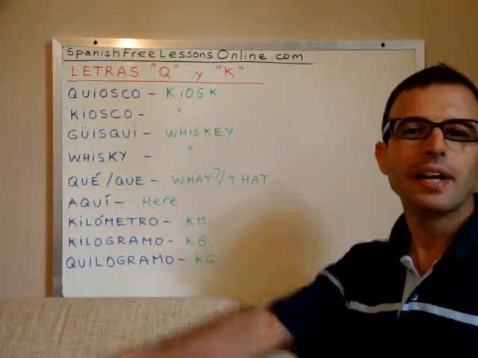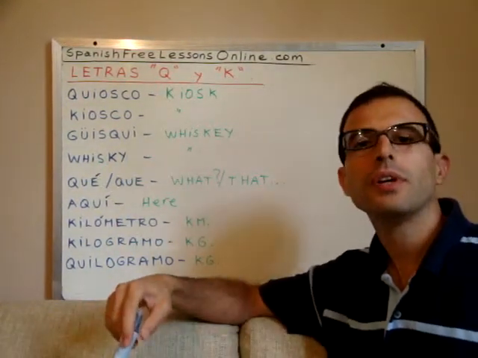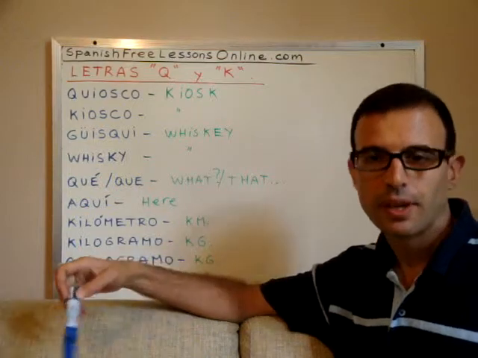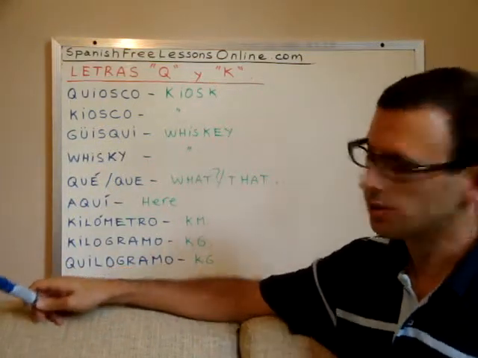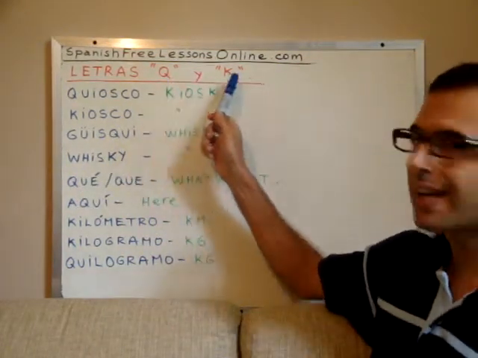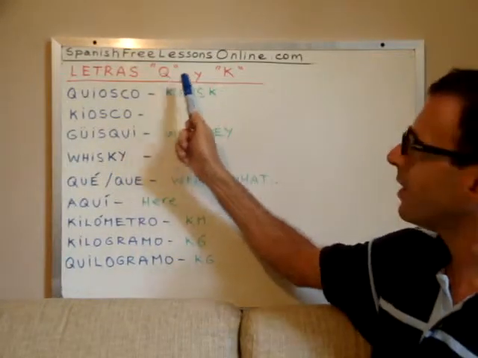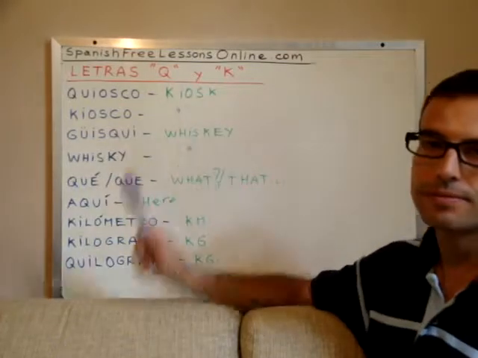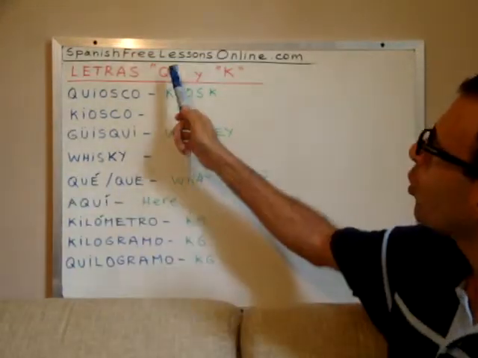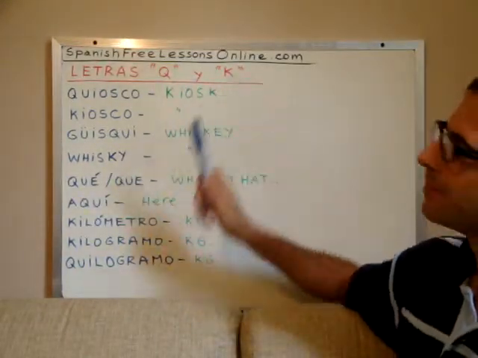Hi again. In today's lesson we will continue doing some phonetics, and this time we will see the letters Q and K, or letras Q y K. Okay? Q, K.